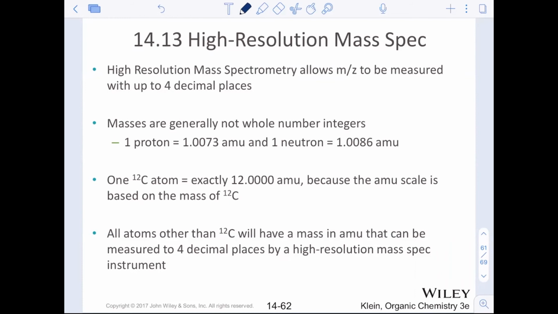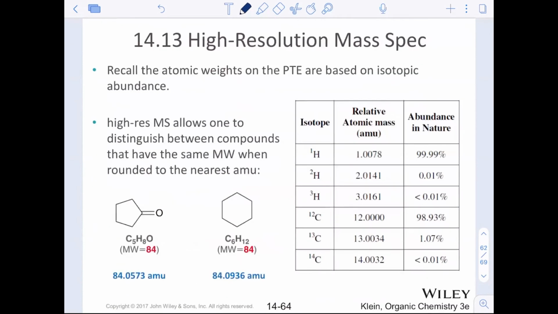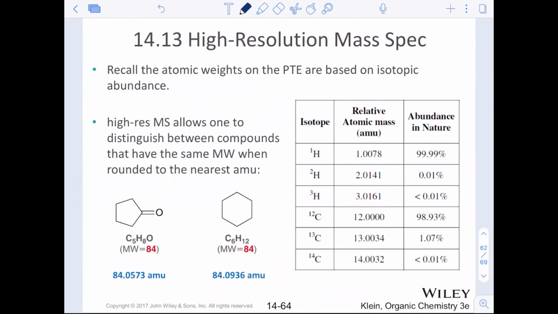If we remember, 1 proton is not 1 AMU, it's 1.0073 AMUs, and 1 neutron is not 1 AMU, it's 1.0086. So we can see the difference that no decimal places versus 4 decimal places makes, right? And so looking at high resolution mass spec, the exact natural abundances and masses will be determined.